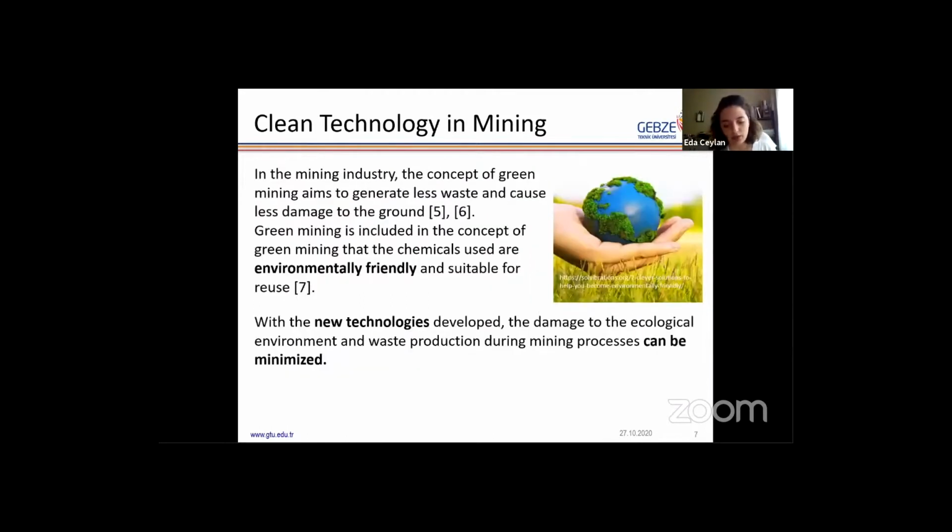In the mining industry, the concept of green mining is used to reduce environmental damage in terms of sustainability, high yield, and high recovery. As a result of the green mining process, it aims to generate less waste and to cause less damage on the ground. With new technology development, the damage to the ecological environment and waste production during the mining process can be minimized.